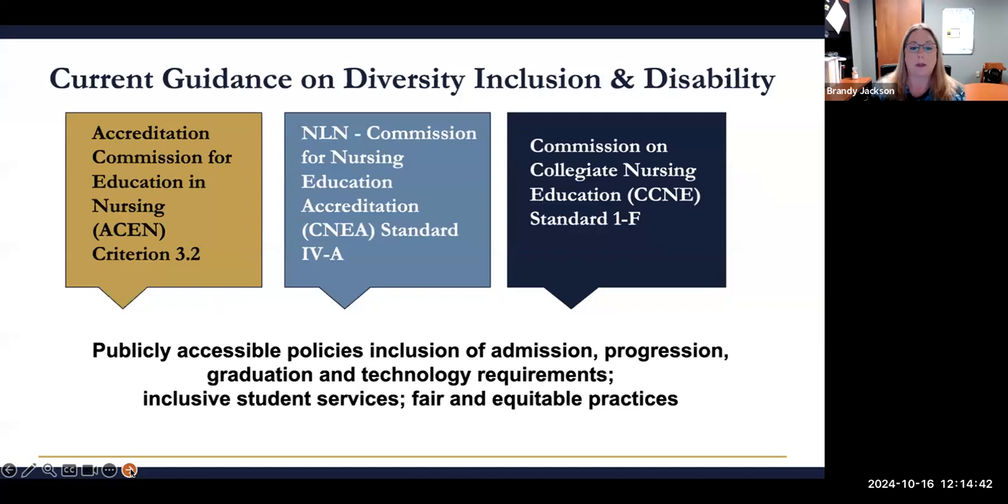Although most accrediting bodies for nursing programs don't offer specific technical standards, they emphasize the importance of being non-discriminatory and transparent. Just looking at a few of these accrediting agency standards, common themes include publicly accessible policies, inclusion of admission, progression, graduation, and technology requirements, inclusive student services, and fair and equitable practices. These guidelines enable programs to establish technical standards based on current evidence. We will place links to these standards in the chat.